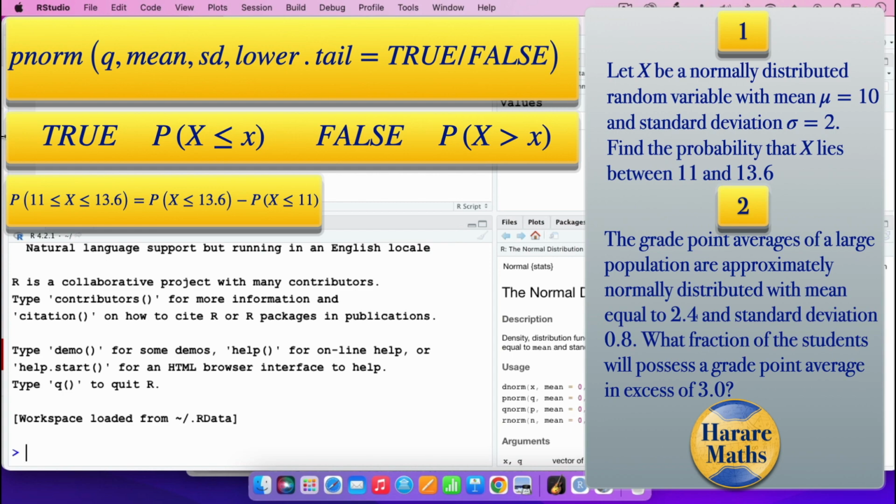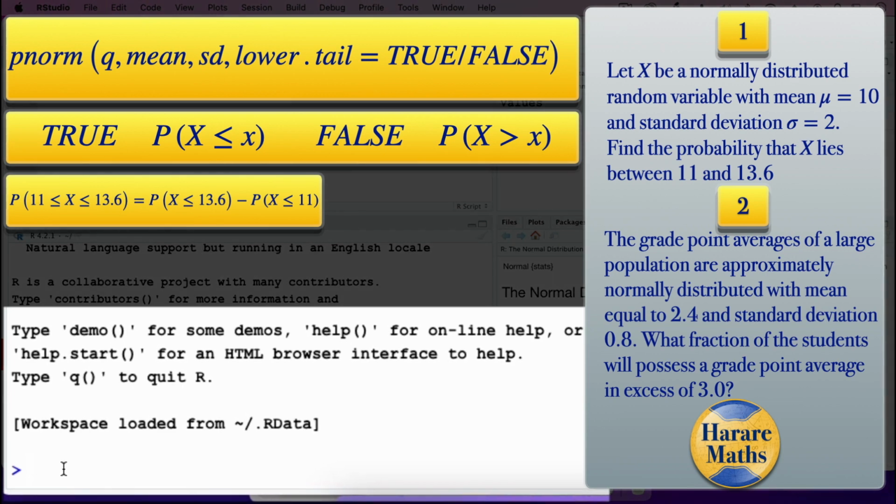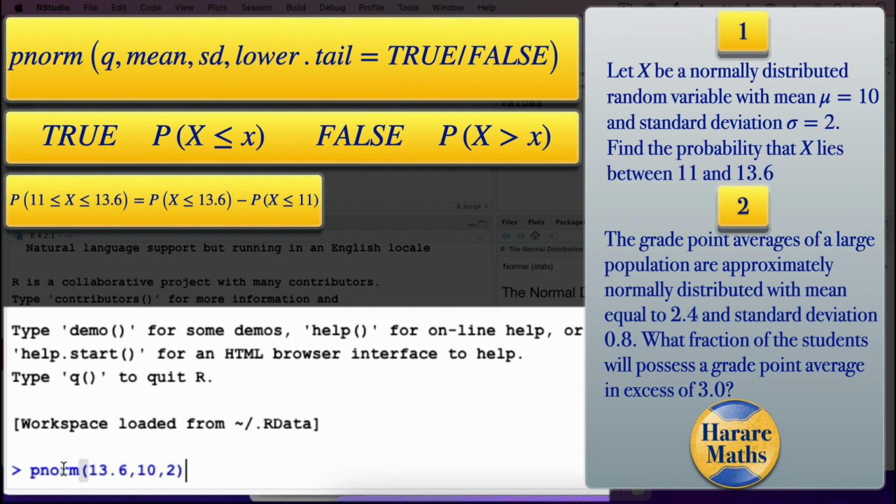So I'll now find that probability, and I'll write the probability of X less than or equal to 13.6. That probability is pnorm, open parenthesis, and our q there is 13.6. Specify the mean is 10. Specify the standard deviation is 2. In this case, we are calculating the probability X less than or equal to 13.6, so there's no need of specifying the lower tail there, because by default it will assume that is true. Then I'll subtract the probability that X is less than or equal to 11.